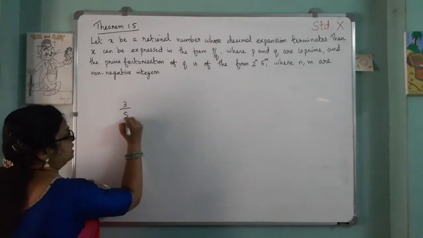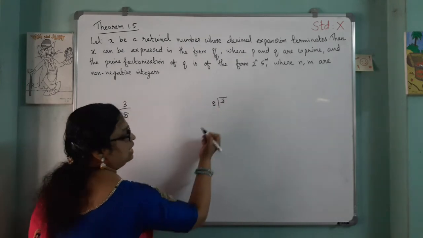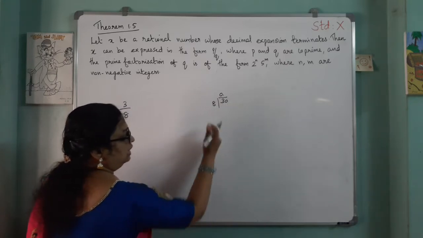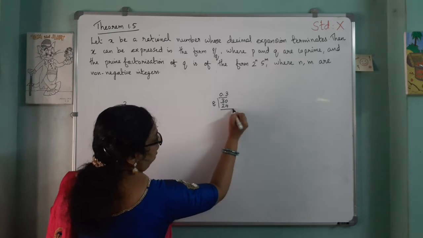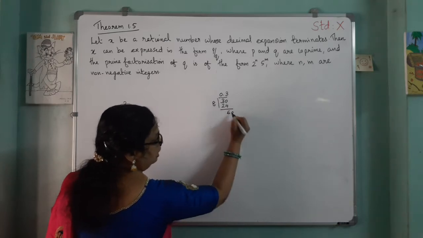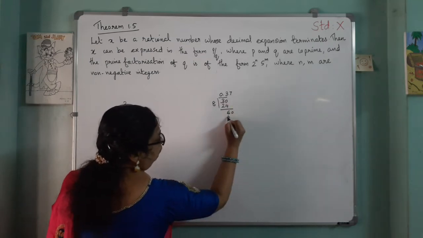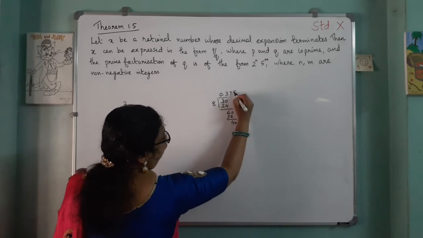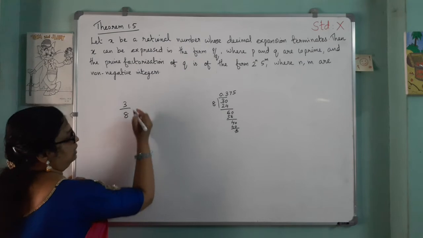3 by 8. We can divide 3 by 8. 3 is less than 8, so in the quotient we put a decimal, and it becomes 30. How many times does 8 go into 30? 8 3s are 24, then remainder 6. Again 0, 60. 8 7s are 56, then 4. Then 0, 40. 8 5s are 40.